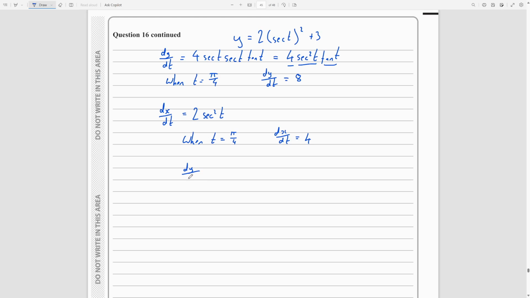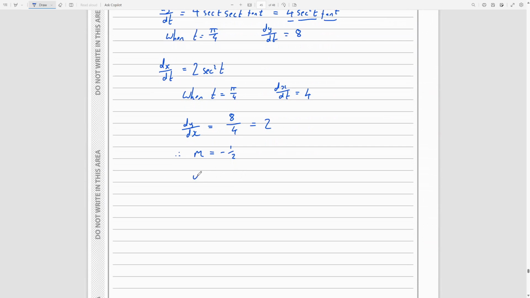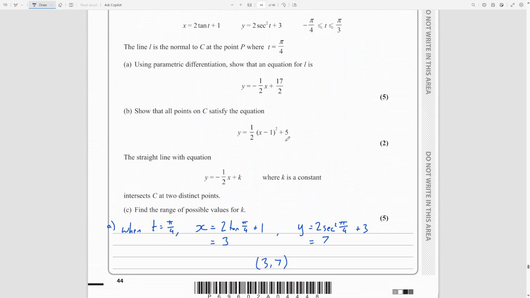Okay, so that means that dy by dx is dy by dt divided by dx by dt, which is 2. We wanted the normal, not the tangent, and so the gradient we want is minus a half. So now I've got my coordinates, 3, 7, and my gradient minus a half. So I can say y minus the y value is the gradient times x minus the x value. Multiply that out, we've got minus a half x plus 3 over 2. So y is minus a half x, and then we've got 1.5 plus 7 is 8.5, or 17 over 2 is how they wrote it. So we're done. That is what we needed to show.